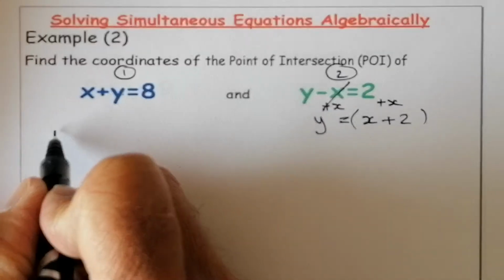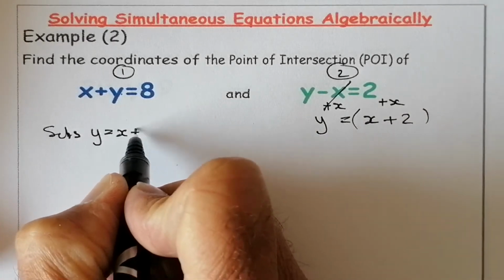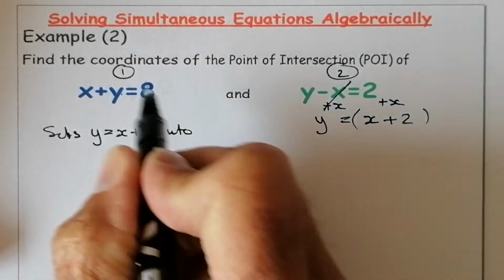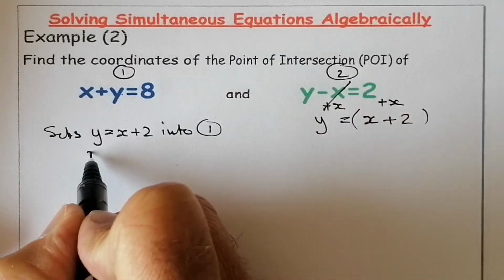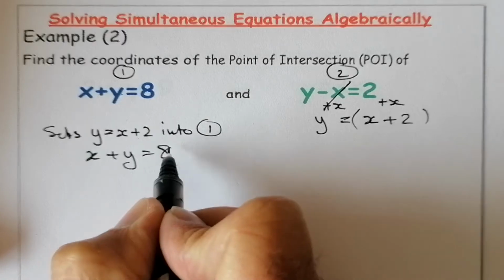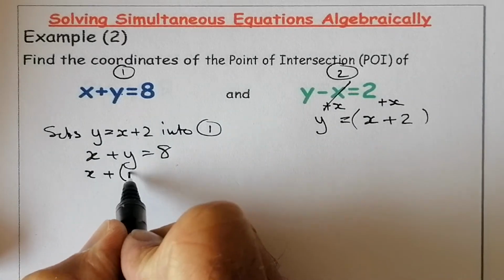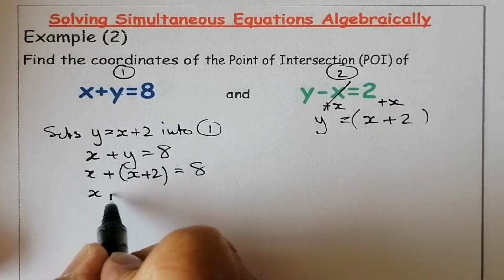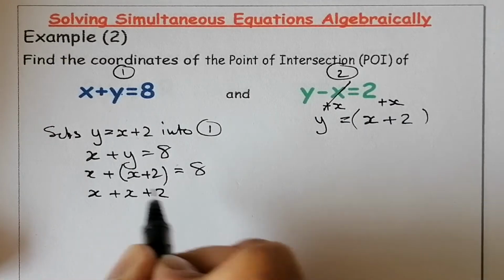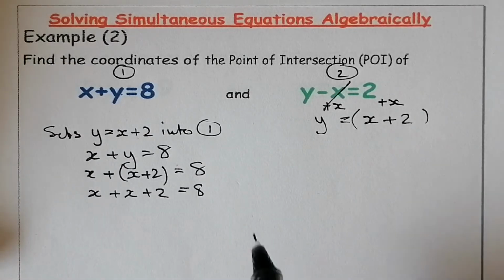So here we go. So I'm going to substitute y equals x plus 2 into, and that's going to be into equation number 1. Okay, so we're starting with x plus y equals 8. I'm going to go for x plus, and it's x plus 2 that's here, instead of y equals 8. I'm going to multiply that bracket out first. Remember, it's just times them by 1, but it won't be all the time. It'll be a bit more difficult sometimes.